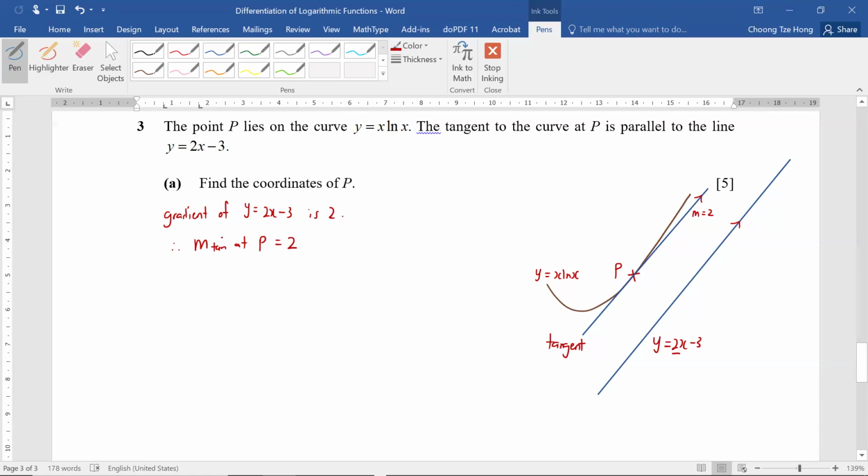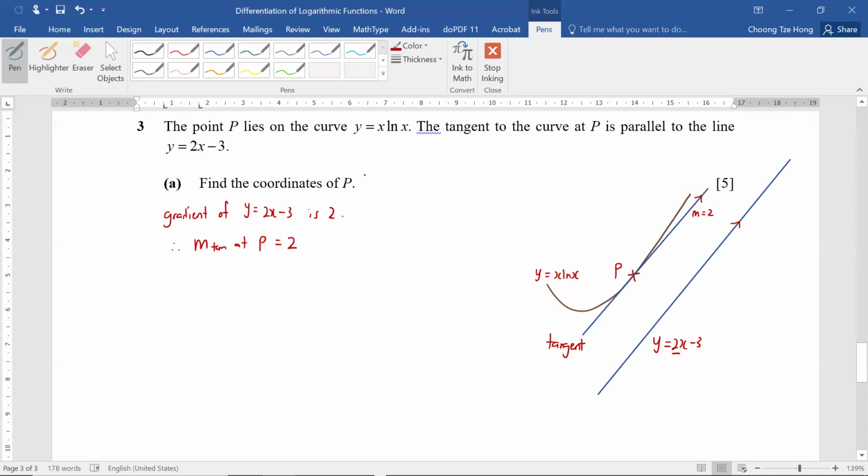We also know that the gradient of the tangent at P can be found by dy/dx, the gradient function. So basically what we need to do now to find the x coordinate of P is to differentiate the curve to get the gradient function. Then we equate the gradient function to 2, because the gradient of the tangent is 2. Then we solve for x to find the x coordinate of point P. Once we get the x coordinate of point P, we will substitute it back into the equation y equals x ln x, and that will allow us to find the y coordinate of point P.